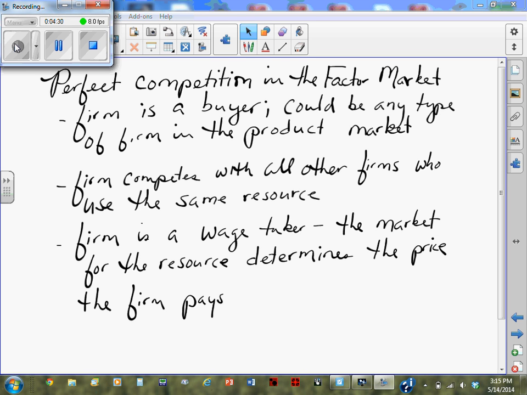What distinguishes a perfect competitor in the factor market from a monopsonistic competitor in the factor market is that in the factor market, our perfect competitor is buying a perfectly identical resource, say electricity. The electricity that's purchased by BP is the same electricity that I purchase in my home. So in this market, the firm is competing with all other firms who use the same resource, and the resource is identical. Because the firm is competing with everybody else for an identical resource, the market for the resource will determine the price that the firm pays, and the firm is a wage taker.